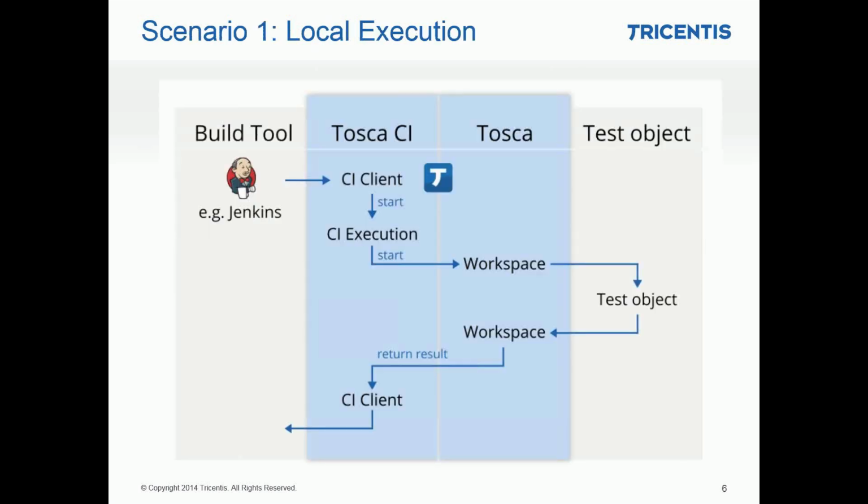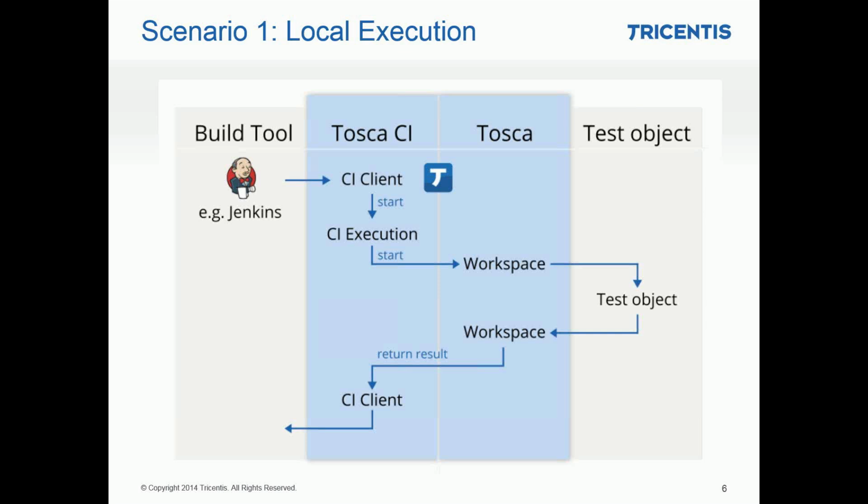All right. Now, I just want to give you a quick overview over the architecture of our solution. The figure here shows you the architecture of a local execution, which means you've got your build server with your build tool, and directly on your build server you are executing the TOSCA tests. The build tool triggers the client, which uses the execution and an existing workspace to run the tests on your test object and feeds back the result to your build tool. That's one approach, the local execution, but probably not the most used.